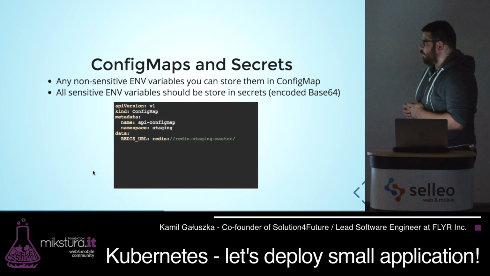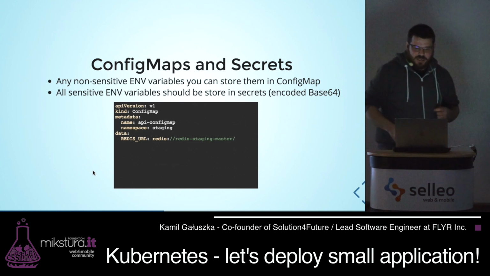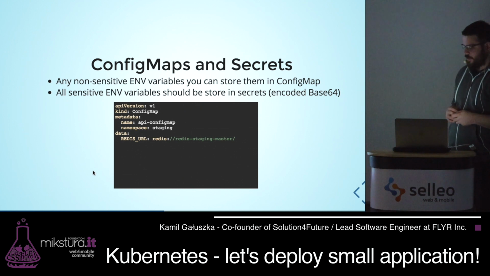So for example, here we have an object of config map, and this config map is for the API config map. The namespace is staging. I will talk about namespaces later. And you have one environment variable which is Redis URL. And it's pointing to Redis staging master.